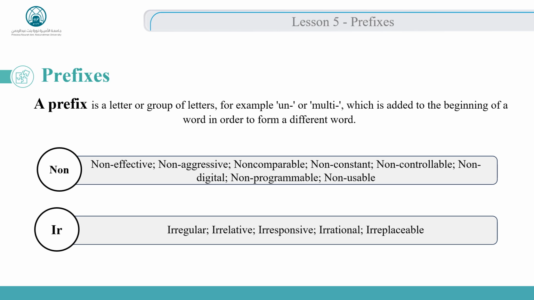So here we have examples of 5 prefixes. We use them with words, and we have new forms or different words which express the opposite of the original meaning of the word without the prefix.